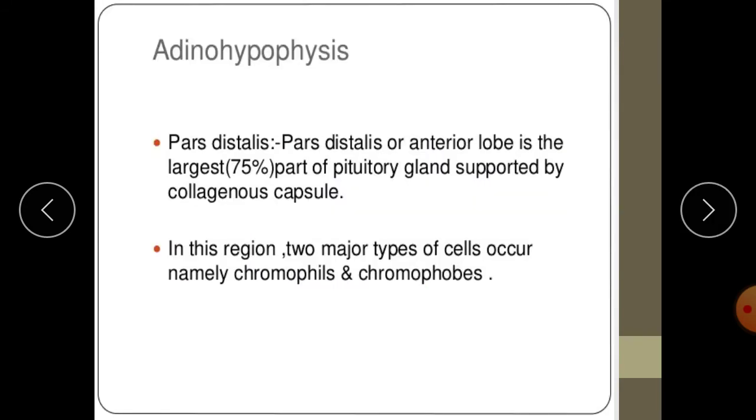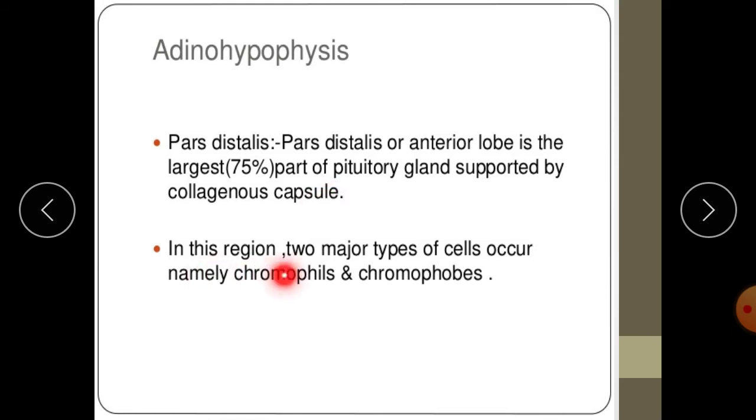Okay. Next, the adenohypophysis. In that, the pars distalis. Pars distalis, or anterior lobe, is the largest one. 75% of the pituitary is the pars distalis. This part of the pituitary gland is supported by a collagenous capsule, a fiber-containing capsule.